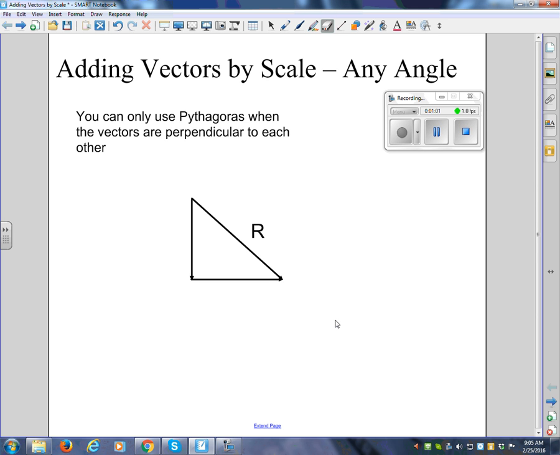You can only use Pythagoras when the vectors are perpendicular to each other, 90 degrees. How do you know? Like if it's south and east, or north and west. I guess it couldn't really be north and south, could it? Make sure you know the difference between a right triangle and a non-right triangle. Easy marks, you guys.